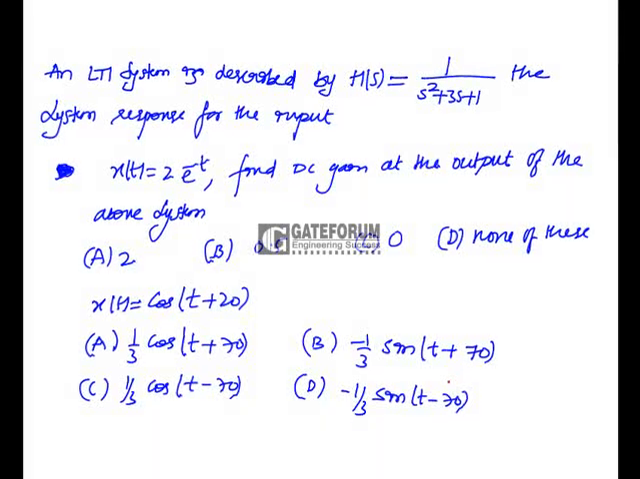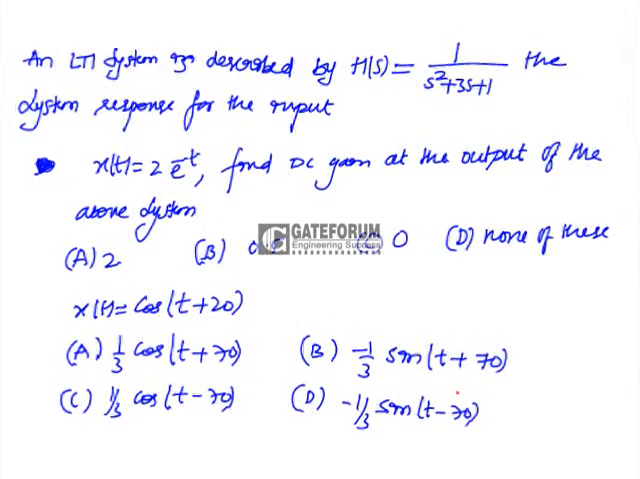The entire system is described by H(s) = 1/(s² + 3s + 1). The system response is for the input x(t) = 2e^(-t). Find the DC gain at the output of the above system. So we have to find the DC gain of the system.